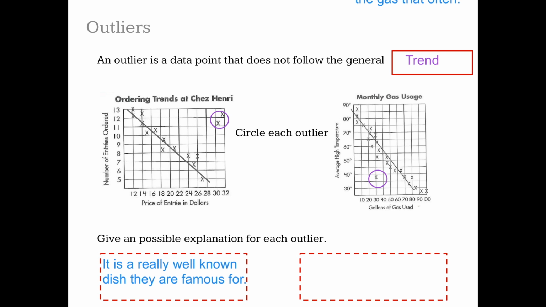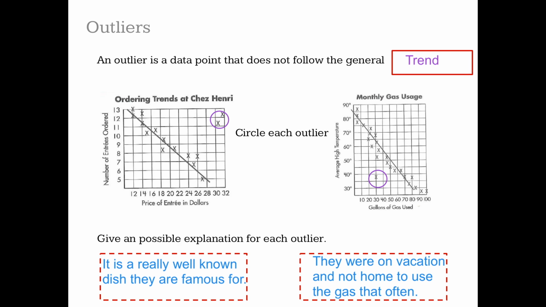Shifting focus over to the gas graph, why would people not be using a lot of gas to heat their home when it's cold outside? A possibility for this would be that they were on vacation. They were not home to use the gas that often. Maybe they have a house that they go to in Florida for the winter, and therefore they don't use a lot of gas because they're not home and they don't need to keep it heated as much. All right, let's take a look at the next one.